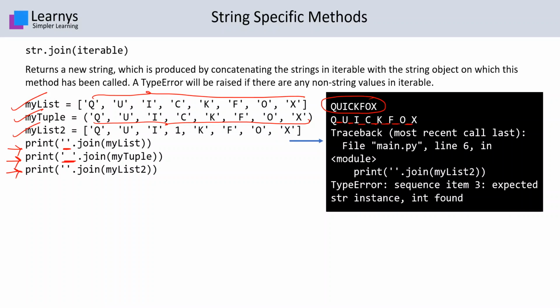Similarly, in the third line, we are trying to join all the characters of mylist2 using no space. But remember, over here, one entry is not a string. So in this, it will give a type error. It will say that it cannot concatenate an integer to the strings.